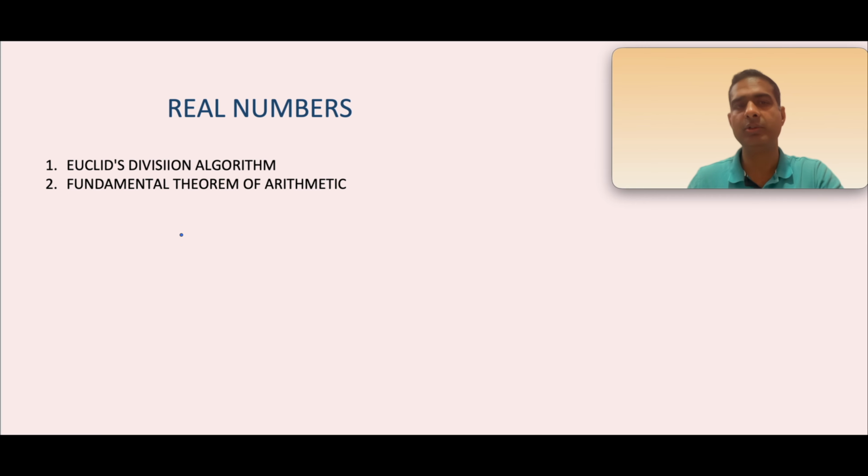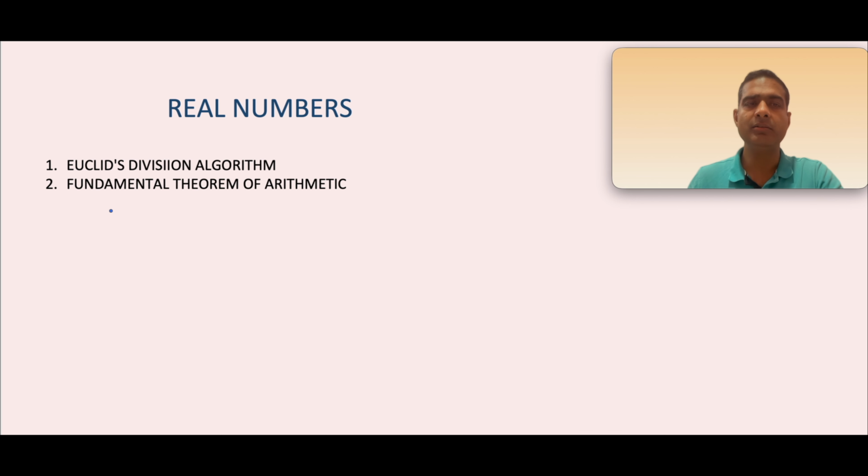We already know how to find the HCF of smaller numbers by prime factorization method, but when there are large numbers, the prime factorization method becomes tedious. So in those cases, we can use Euclid's division algorithm and can find out the HCF very easily.